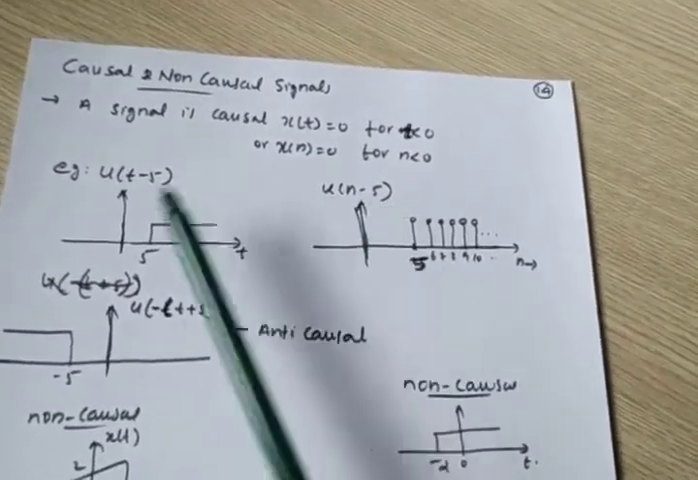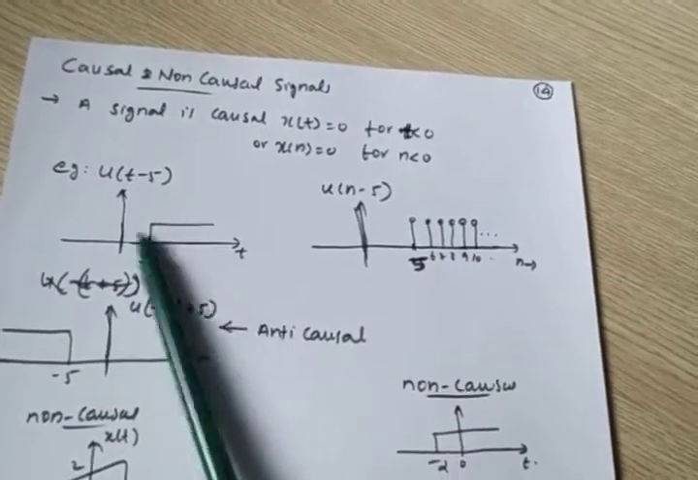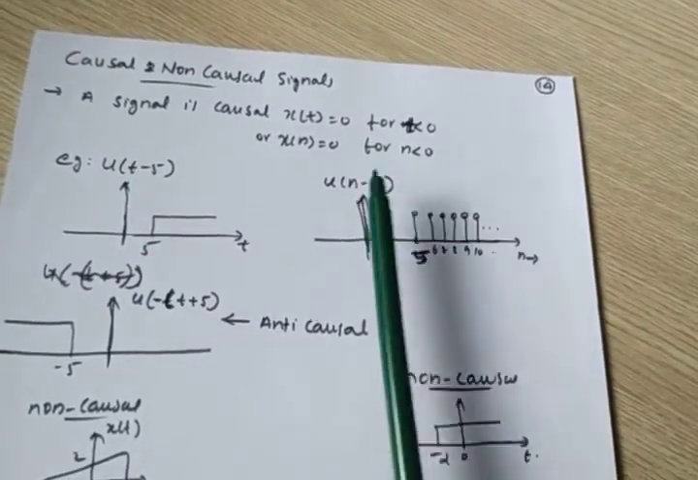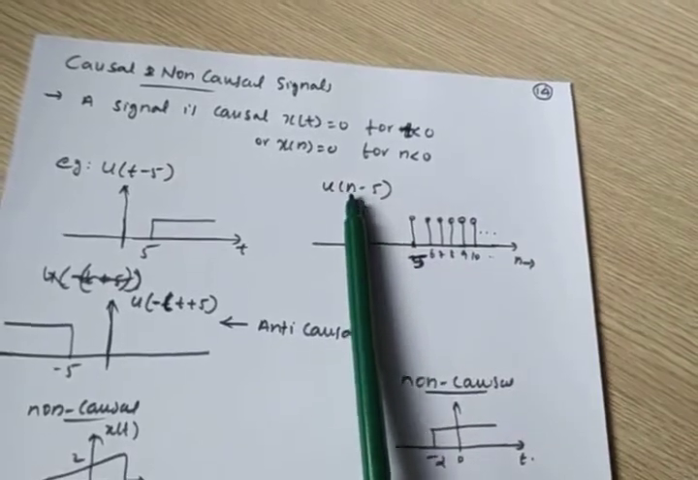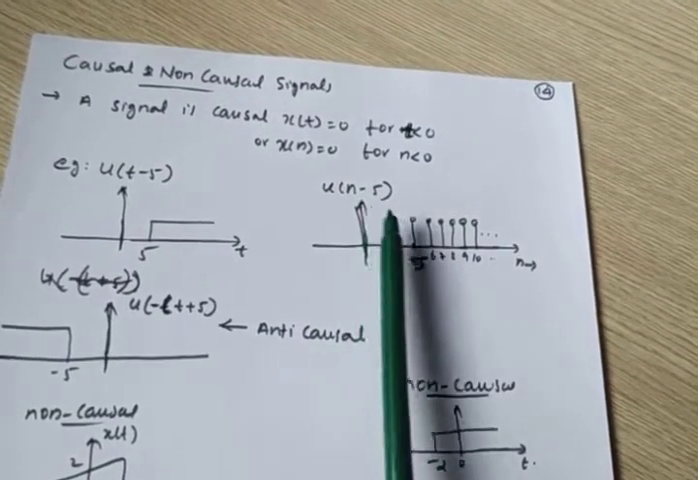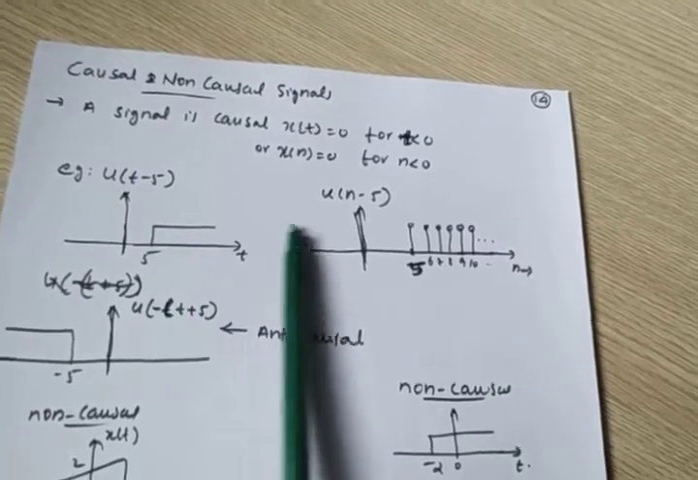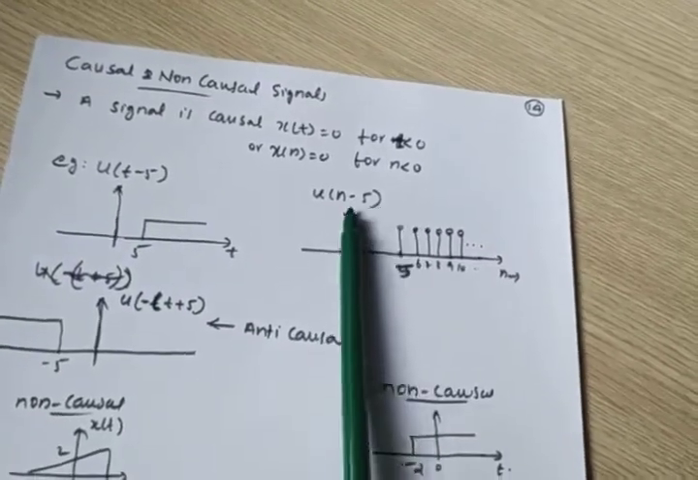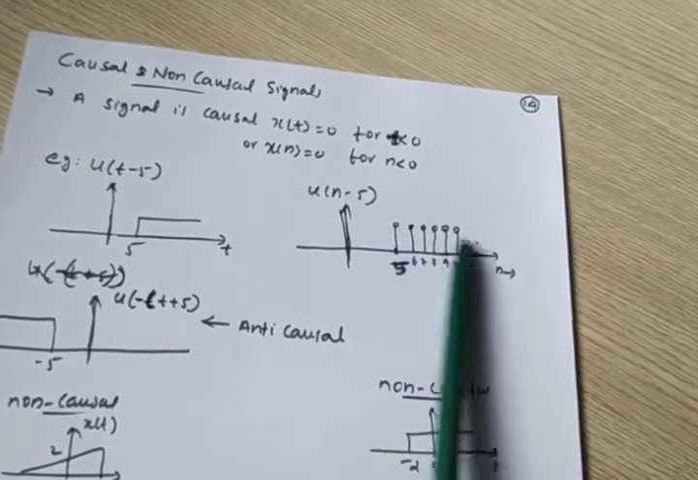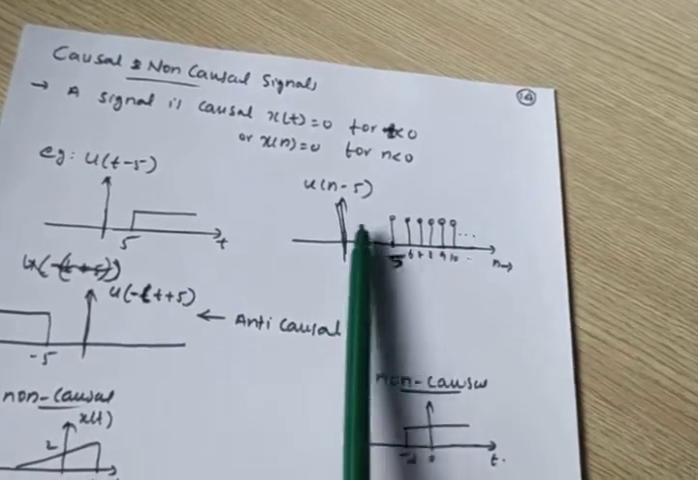What is u of n minus 5? This is the time value. For a continuous signal we represent it by t, for a discrete signal we represent it by n. Okay, u of t minus 5 means it is starting from plus 5 and it is continuously going. u of n minus 5 means from 5 it is going in n.